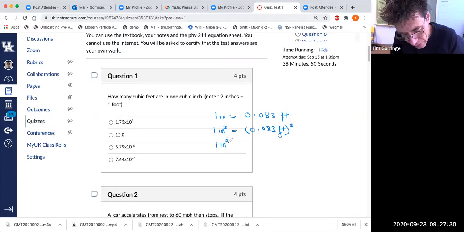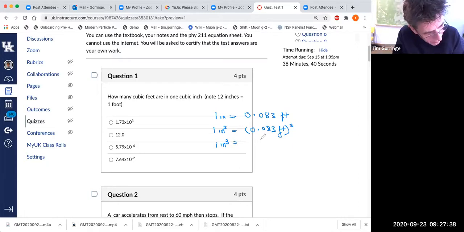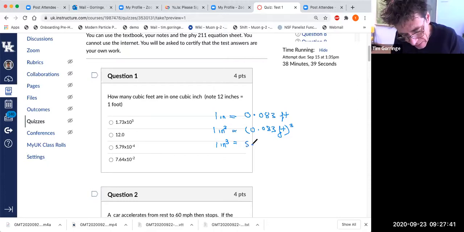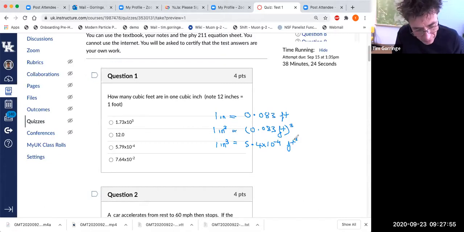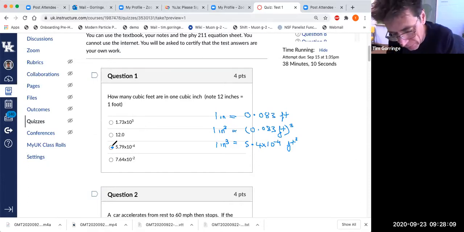And if you cube the number 0.083, you get 5.8 times 10 to the minus 4. And cubing the units, that's cubic feet. And so our answer for this one is right here. That's the number of cubic feet in 1 cubic inch. Okay, so that was the first problem.